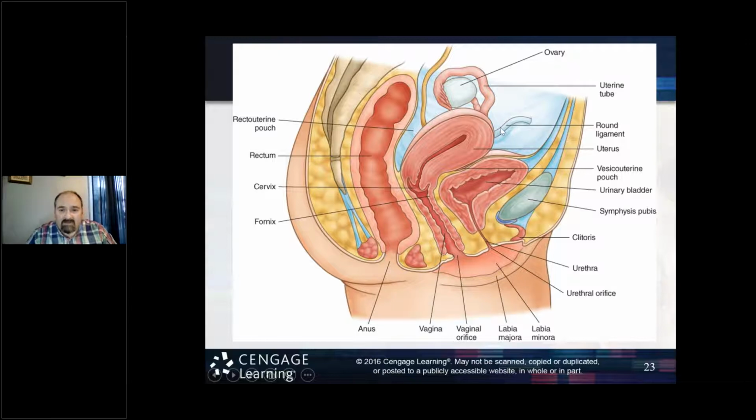Here's the round ligament. So you have these two ligaments here, and then you'll see the broad ligament will be really right in this area right here, okay? Superior aspect of and helping to maintain the location and the position of the uterus, okay?